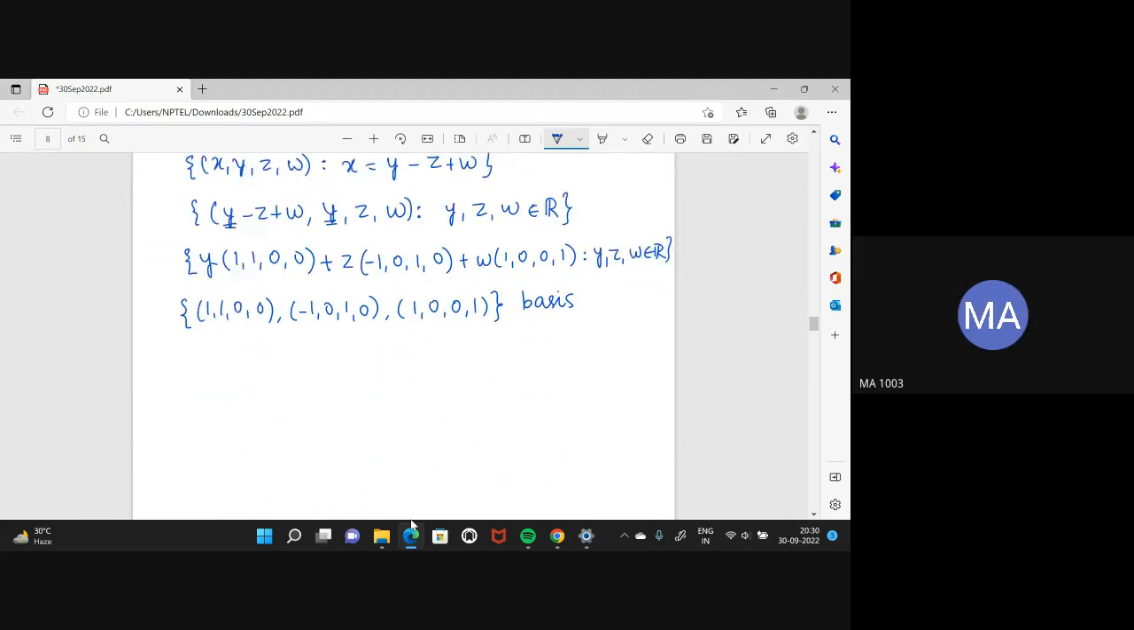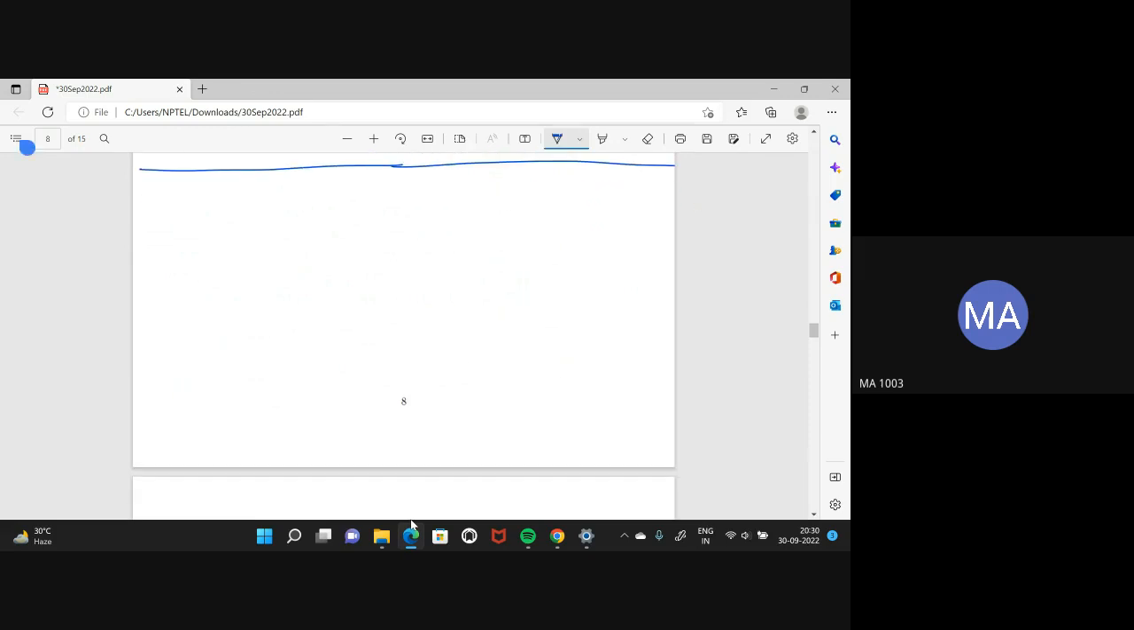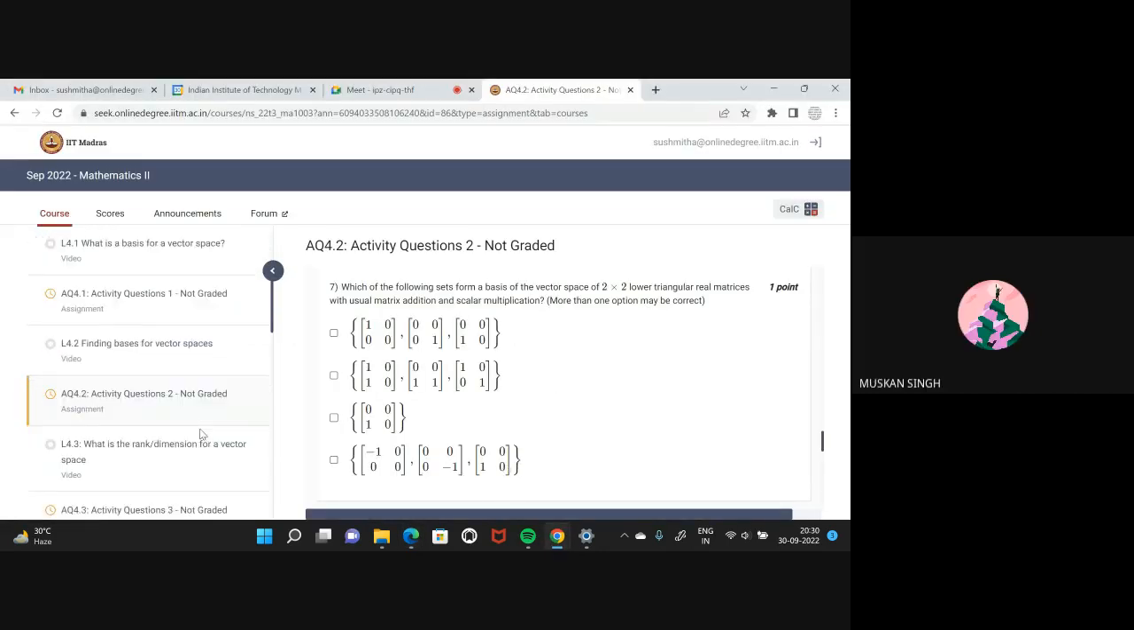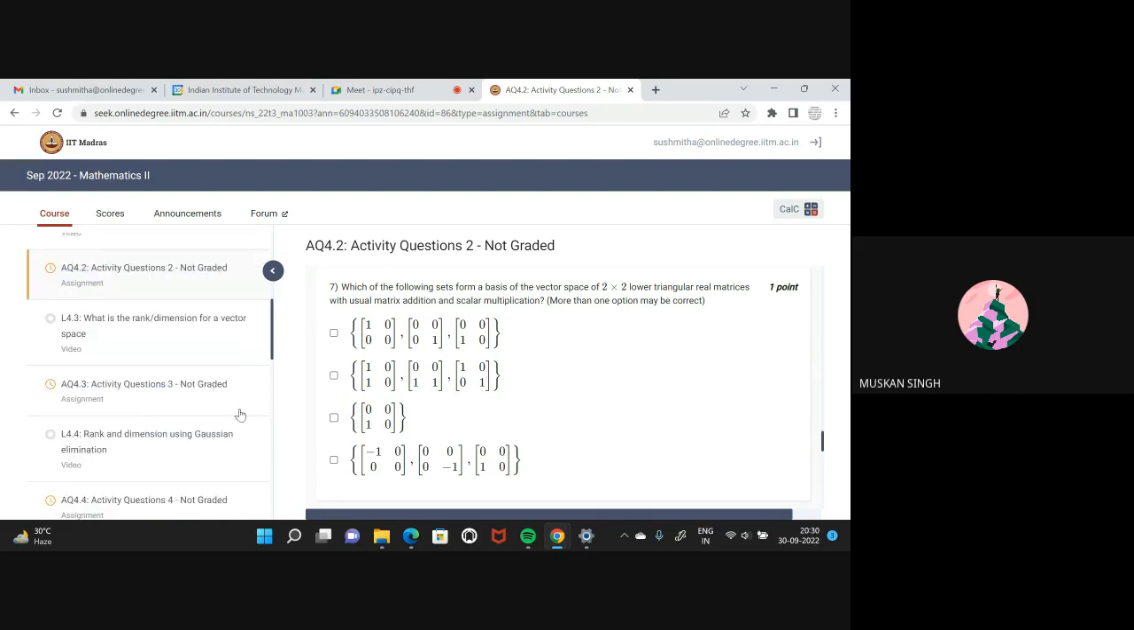So can you do similarly for this? There are 2 conditions. Okay, so you do this. We'll do the matrix example. We will do the AQ problem today, and then we will discuss more matrix examples tomorrow. Is that okay? And then we have to cover rank also, I guess. Rank and dimension, using Gaussian elimination. Okay, so we'll do this example.